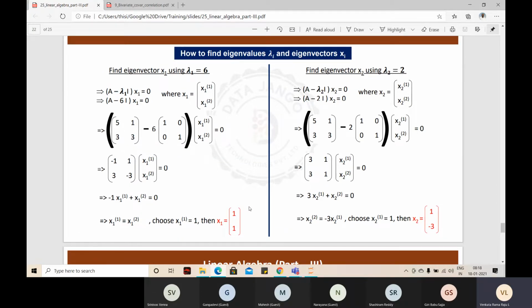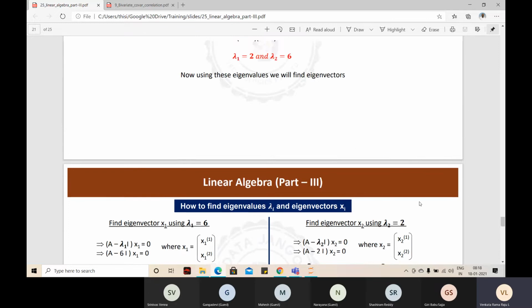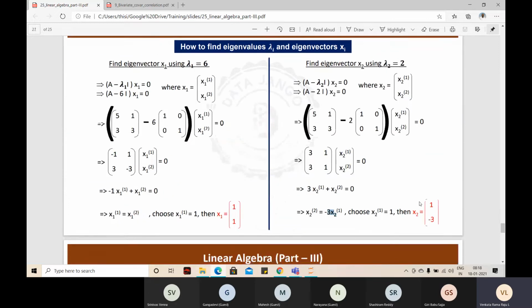For lambda 2 equal to 2, I substituted the values here: A minus 2 into I, into x2. The x2 values I'm finding. So this is the equation. I substituted x2 as some number, 1, and got 1 and minus 3. This is how we find the eigenvalues and eigenvectors. Any questions here?